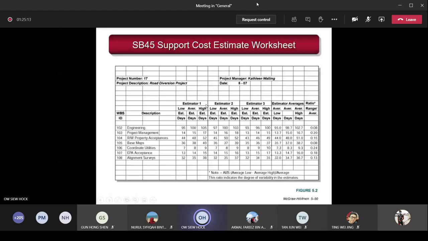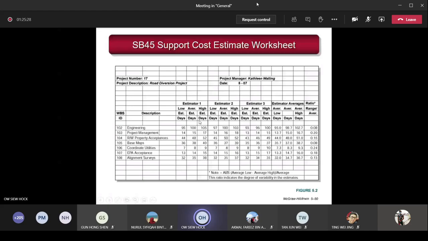The first estimator not only gives 1 value, but gives 3 sets of values. What is the lowest cost? What will be the highest cost? What should be the average cost? And then also, let's say, the days, how long, the number of days. You give 3 sets of values.